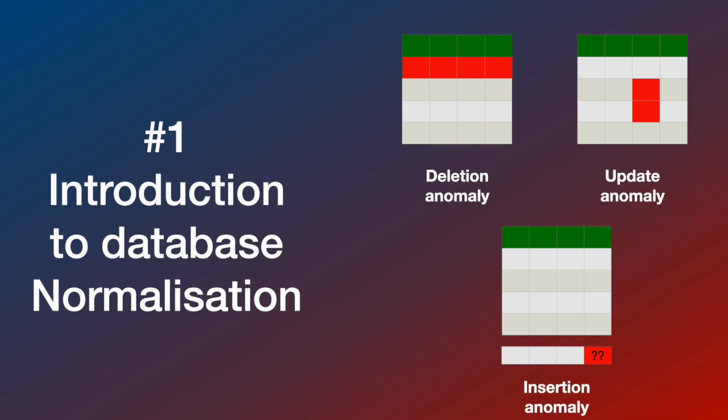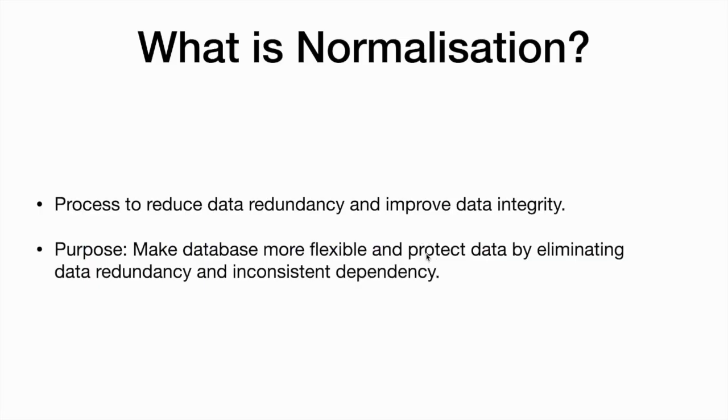This is going to be a series of videos on normalization where we'll be talking about what normalization is and the different types of normalization that are available. So let's start with what normalization is. Basically, normalization is the process to reduce data redundancy and improve data integrity.